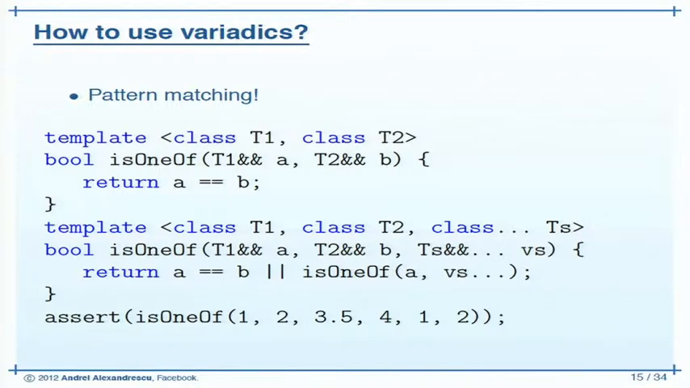The second is more interesting because it takes T1, T2, and some more other types, and it takes A, B, and some more other values. And then it says return A equals B, which is the head comparison, and then or recurses to itself, right? Is one of A, and then passes the tail of the arguments. Just as an example, assert is one of 1, 2, 3, whatever. It's going to compare 1 against 2, then 1 against 3.5, 1 against 4, and finally it's going to compare 1 against 1, it's going to succeed, right?